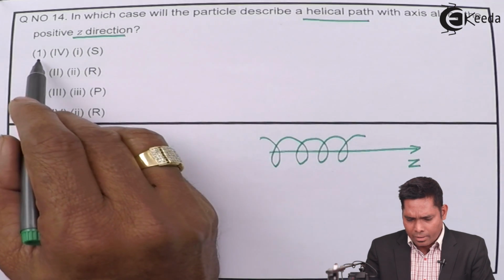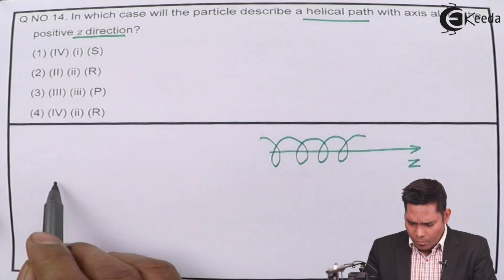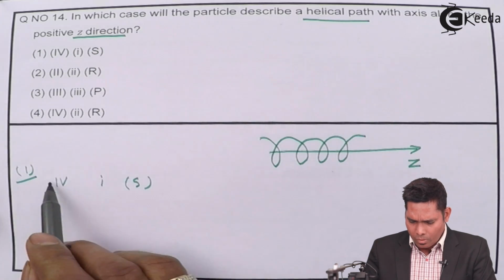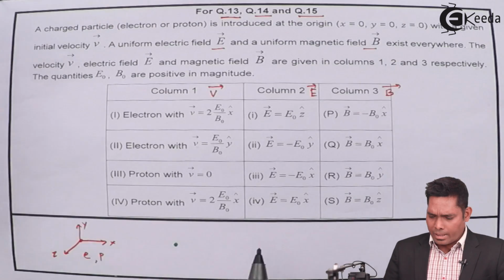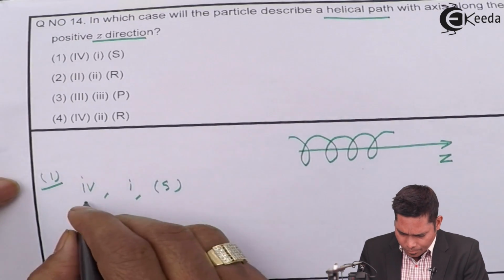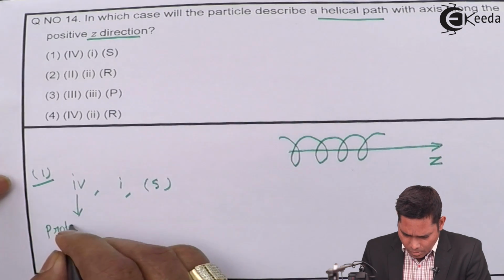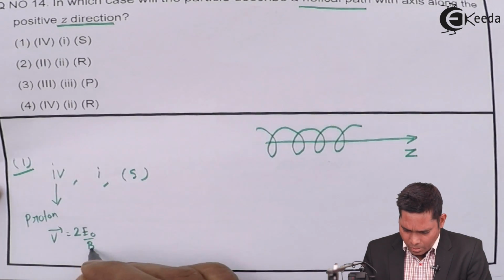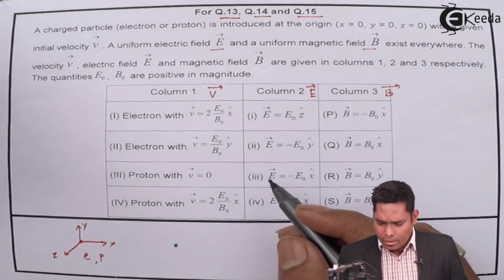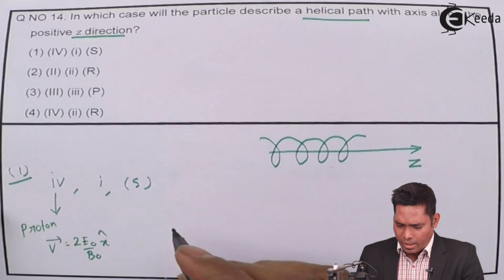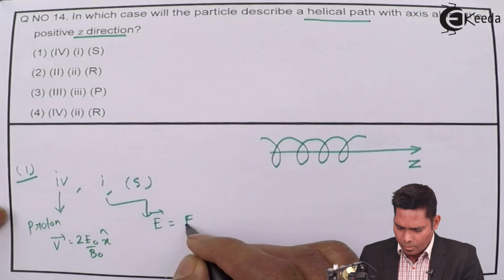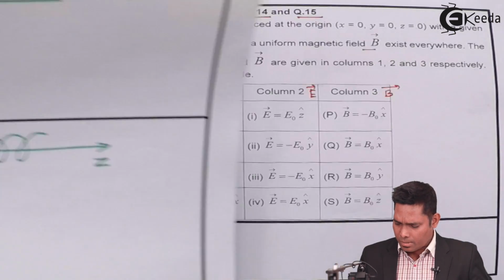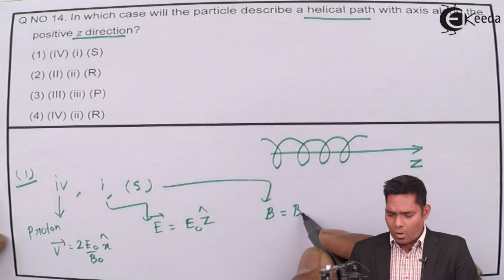So the first option we will try, and that is 4, I and S. This is the first option. 4 stands for proton with a velocity 2 E naught B naught x cap, 2 E naught B naught x direction, and for I the column 2 is E naught Z cap, and S for magnetic field, and this S means B equals to B naught Z cap.